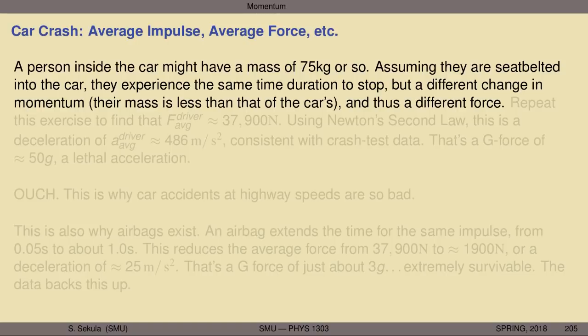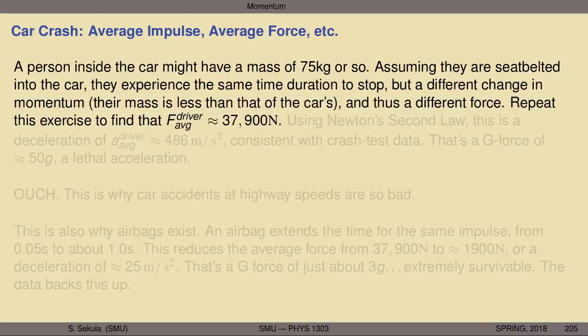You are part of the car. You're a collection of atoms that is part of the larger collection of atoms of the vehicle itself. So as a human, because you're bound to the vehicle, you will experience the same time duration required to stop. But because your mass is different, you will experience a different change in momentum. A human being's mass is far less than that of the car's, and thus there's a different force acting on you. So let's repeat this exercise.